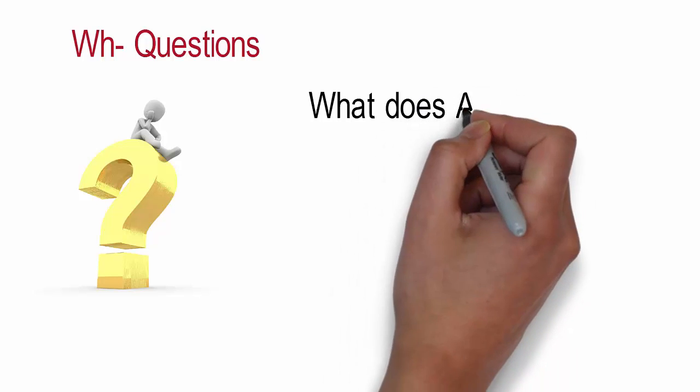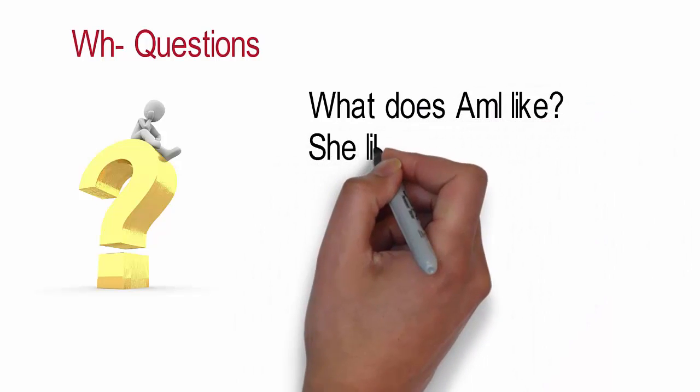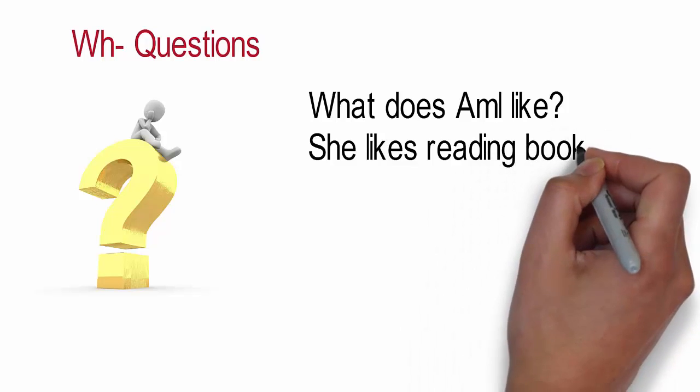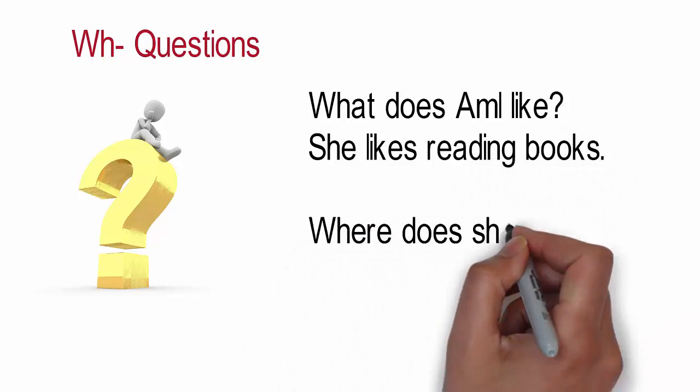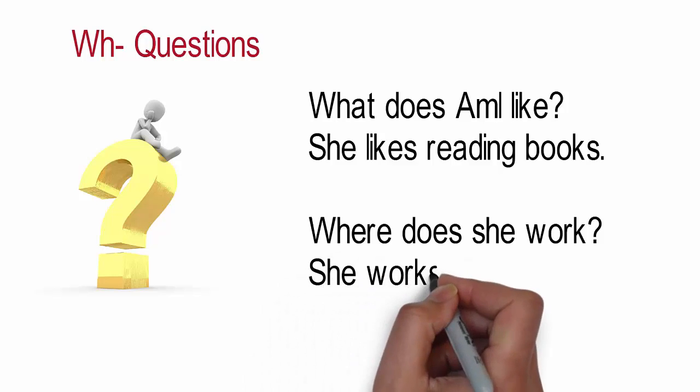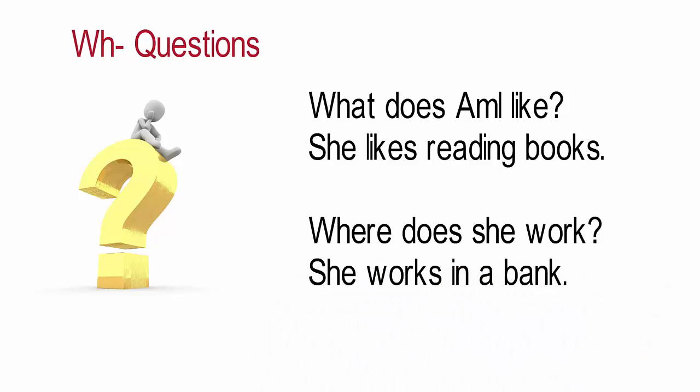Double H questions. What does Amal like? She likes reading books. Where does she work? She works in a bank. So, after the double H word, we use does. And remember, all the verbs after does are also in the infinitive. So, what does Amal like? We didn't say likes. Remember, where does she work? We didn't say where does she works.